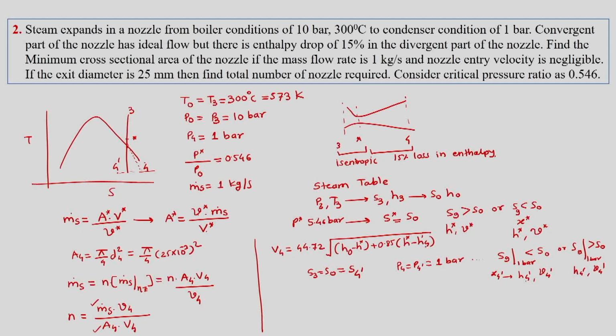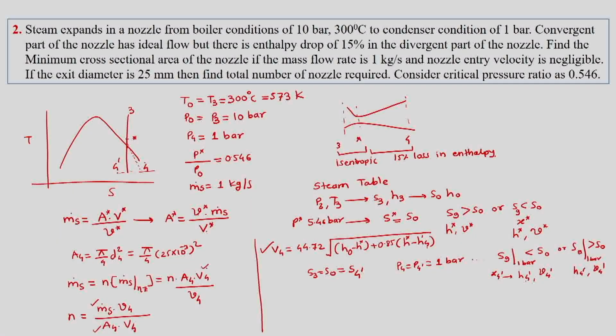I will put this h4 dash here, and then I know what is the velocity at the exit of the nozzle. Once I know velocity, I can put that velocity over here. I knew area, I should know now V4. So there is a way what we can find out V4. We know now that there is 15% loss in the divergent section.